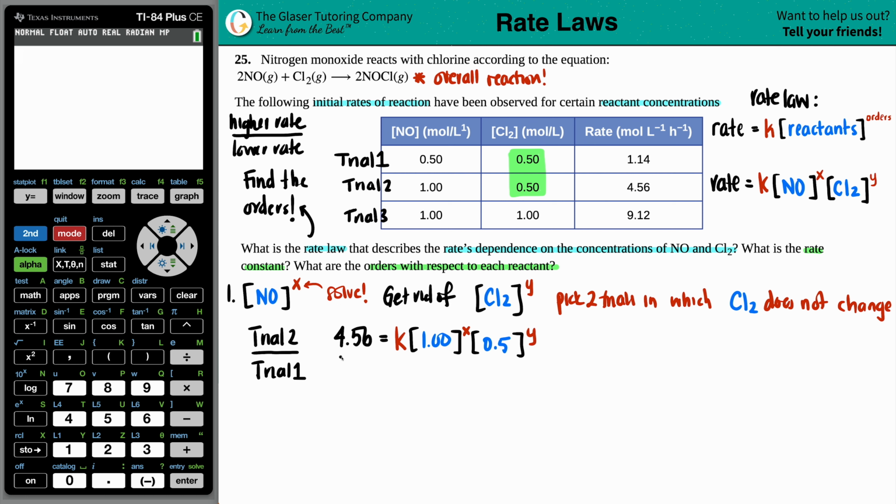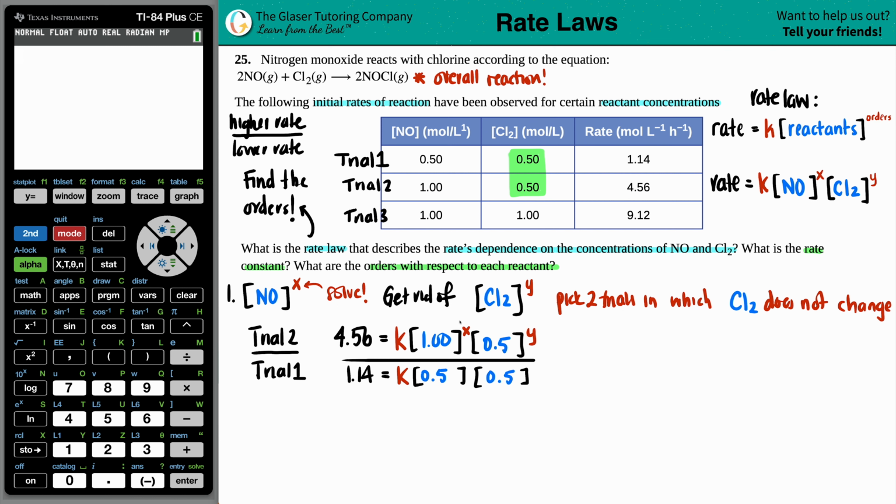Now we're going to do the same thing for trial 1. For trial 1, the rate was 1.14. This equals the rate constant. We still don't know it, so I'm just going to say K. Times the concentrations of the reactants for trial 1. So we have 0.5 and 0.5, and then it's raised to the x and the y.